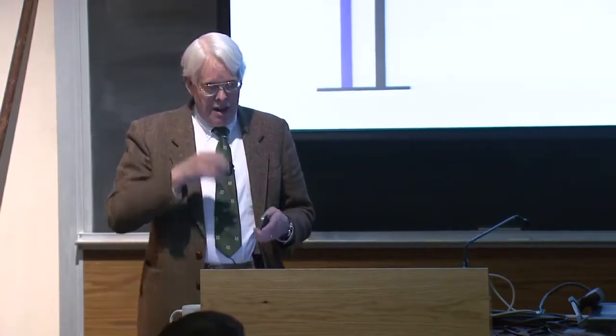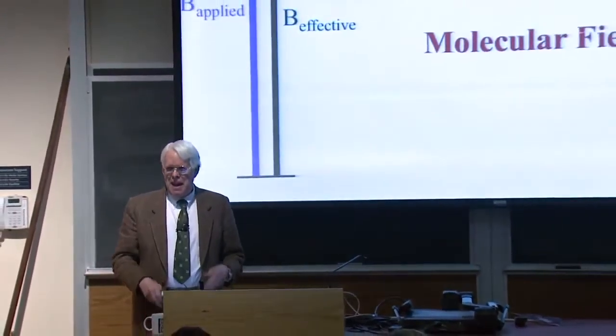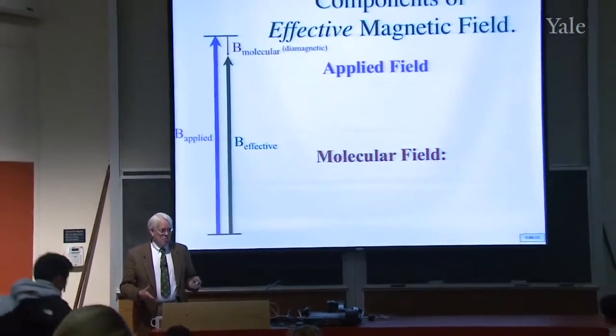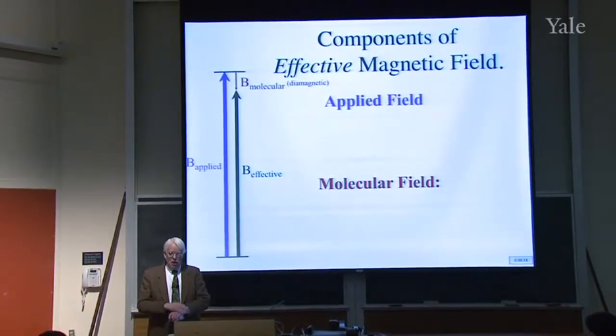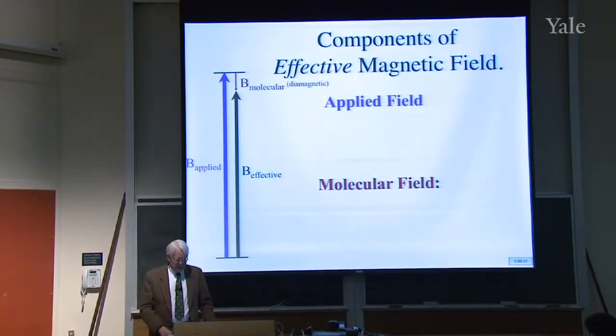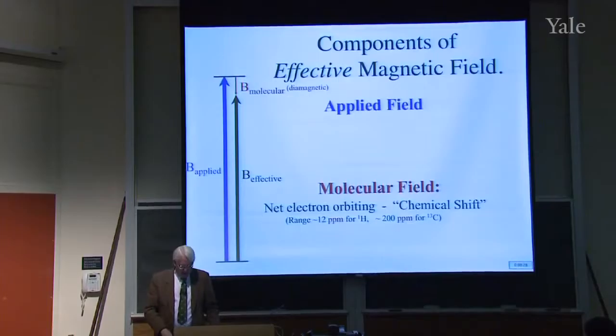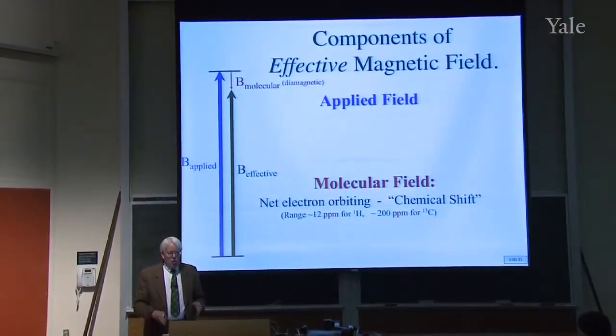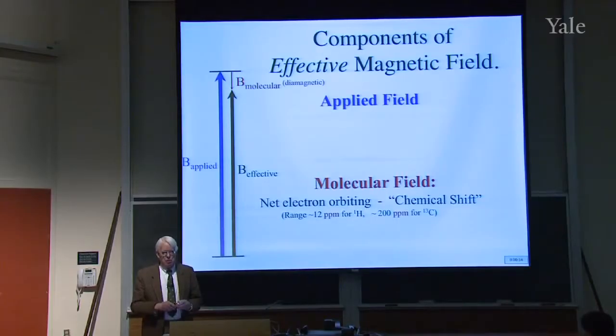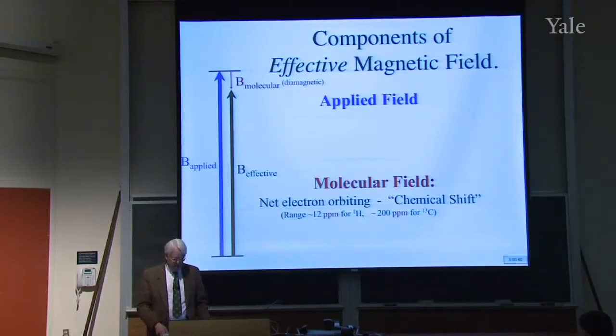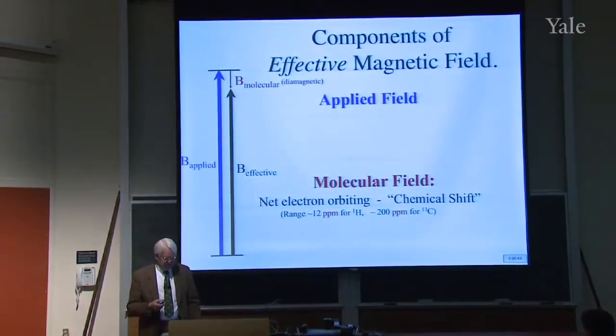So as we said last time, the precession frequency of the protons in a molecule depends on the magnetic field they see, which is mostly this enormous applied magnetic field, but there are also little fields in the molecule that make a difference to give this effective field. In particular, the net orbiting of electrons, because they orbit both ways and mostly cancel. But a little bit of net orbiting gives rise to what's called the chemical shift, which can change the field by 12 parts per million, roughly for protons, sometimes a little more, 200 parts per million for carbon, because there are more electrons around carbon, right?